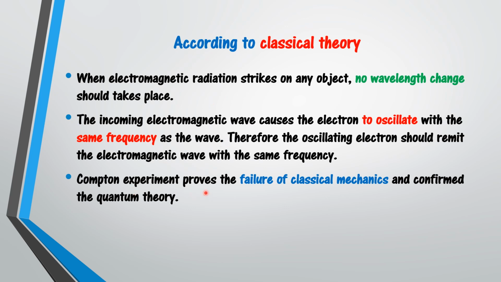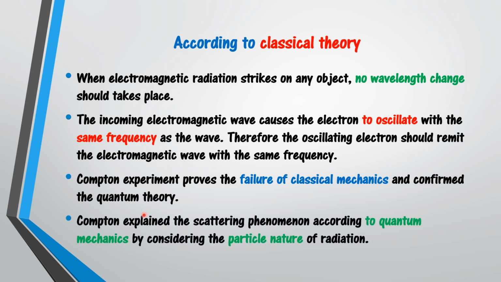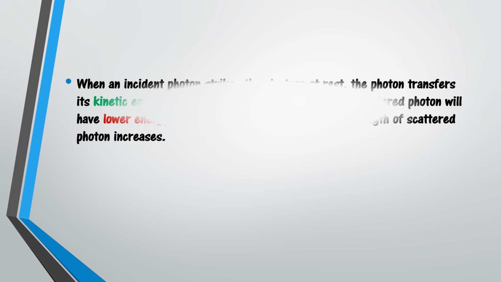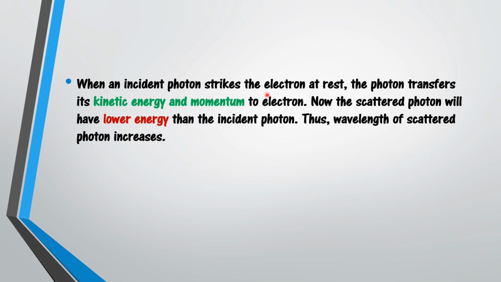So Compton experiment proves the failure of classical mechanics and confirms the quantum theory. So Compton explained the scattering phenomena according to quantum mechanics by considering the particle nature of radiation. So when an incident photon strikes the electron at rest, the photon transfers its kinetic energy and momentum to the electron. Same principle as the photoelectric effect one. Here photon is transferring its kinetic energy and momentum to the electron.